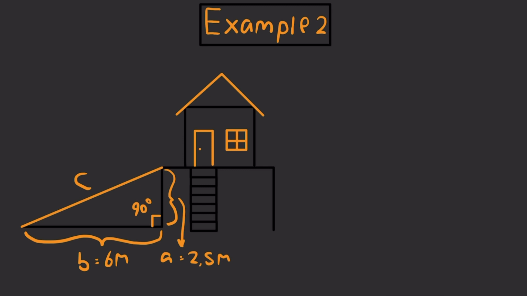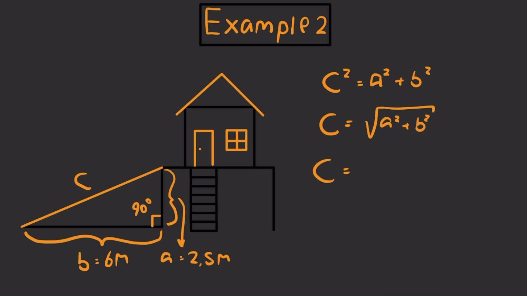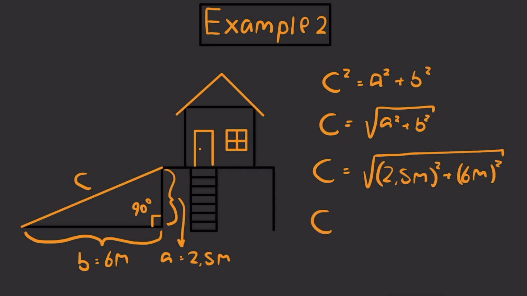To find it out, we can apply the Pythagoras theorem. We plug the numbers we have into the Pythagoras equation. We have C squared equals A squared plus B squared. We move the square over so we get the square root of A squared plus B squared. Then C equals the square root of 2.5 meters squared plus 6 meters squared. And then we get that C equals 6.5 meters. So the ramp we need to build needs to be 6.5 meters long.